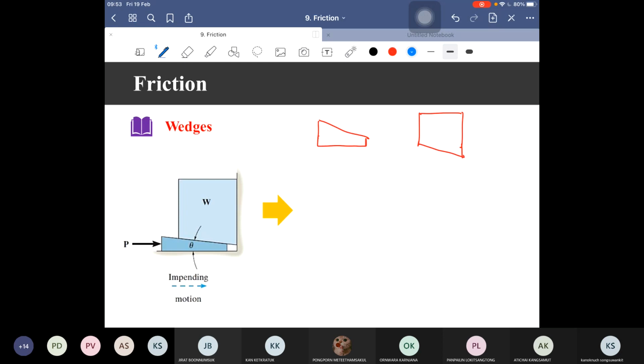Okay, so for the box, if we exert the force P and increase the force, this box tends to move upward. So the friction force between the wall is directed down, Fs. Okay, let's say F3. And we must have the normal force, N. Also the wedge's weight acting at the center, W.